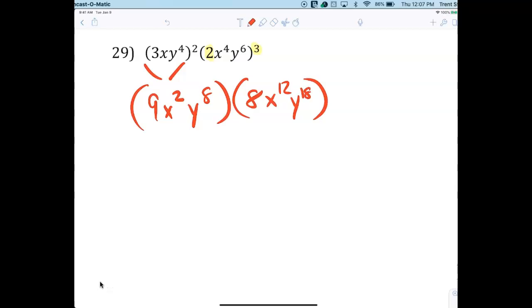Good. Final. 72. X to the what? And then you multiply 12 times 2. Or multiply, we add exponents. Okay. So that would be 14. And then y to the 24. Good.